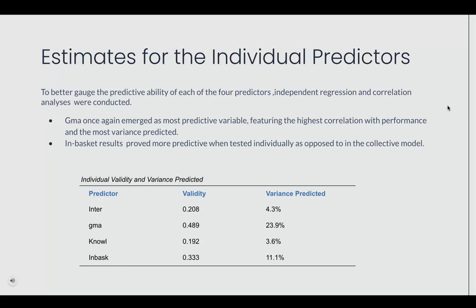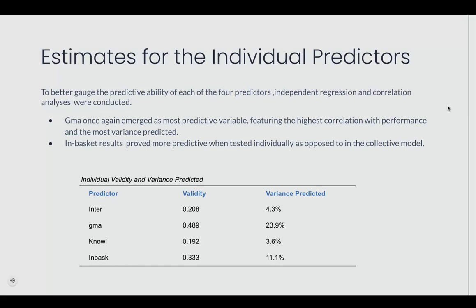the variance in performance. Next, GMA's coefficient of 0.489 suggests a moderately strong relationship between GMA and job performance, and furthermore, GMA alone was found to predict 23.9% of the variance in job performance. These figures suggest that GMA alone has a validity almost as high as the collective model, and is only a few percentage points less effective than the collective model at predicting variance.